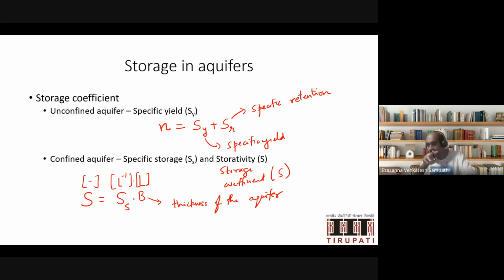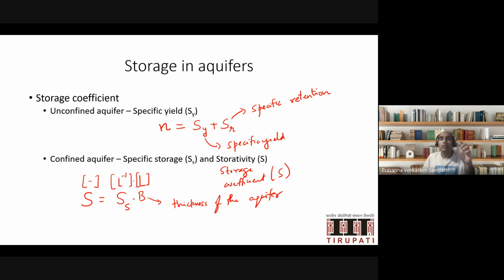When I multiply the specific storage by the thickness of the aquifer, I get the storativity or the storage coefficient of the confined aquifer.